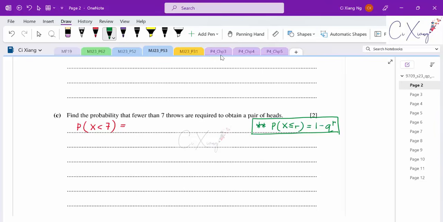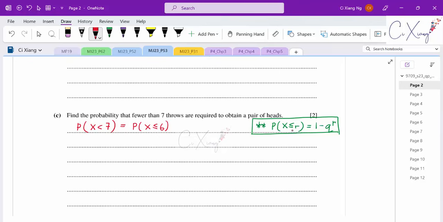Now I'm putting it into our question. I want to find the probability for x smaller than 7. But if you observe the formula provided, it should include the equal sign; the r should be included. Therefore, I need to rephrase my statement. Since x is smaller than 7 and it is a discrete random variable, you can rewrite it as x smaller than or equal to 6.